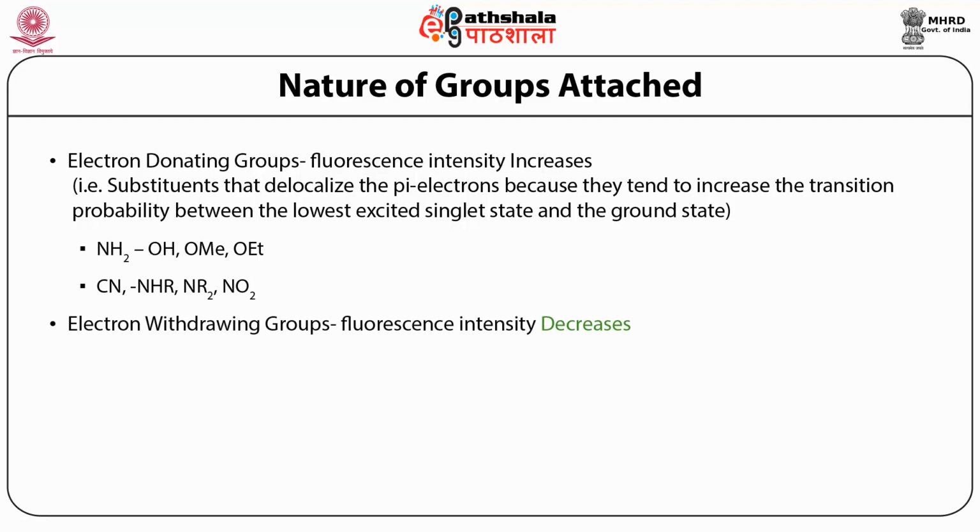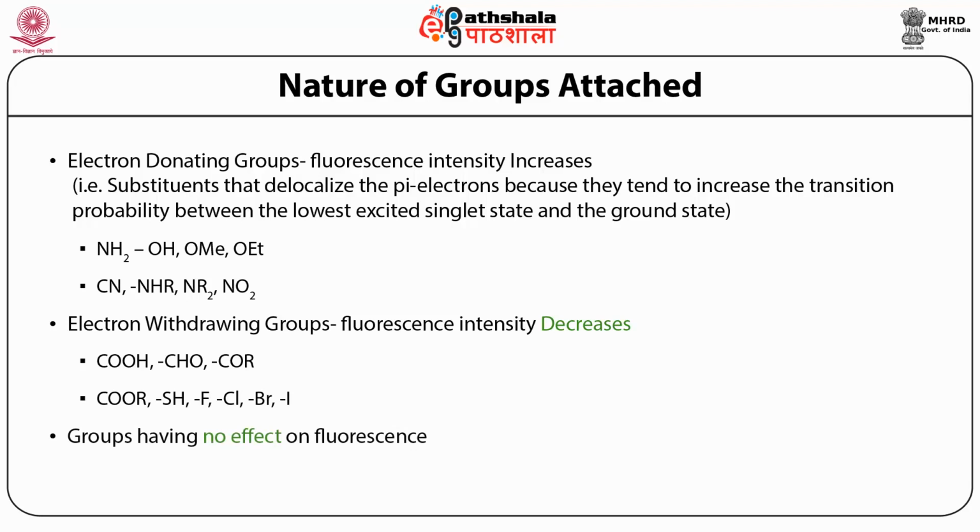In contrast, groups which have a withdrawing effect, that withdraw the electron density towards them, decrease the fluorescence intensity. For example, carboxylic group, aldehydes, ketones, thio group, and heavy atoms: fluorine, bromine, chlorine, iodine. There are some groups which do not affect fluorescence. That means they neither enhance nor adversely affect the fluorescence, like sulfonic acid group, tertiary amine, alkyl groups.